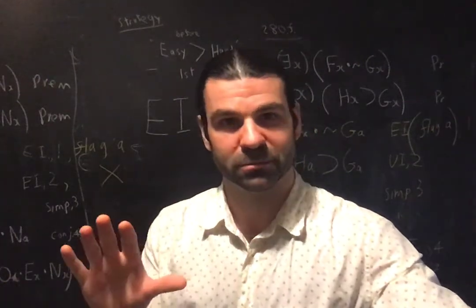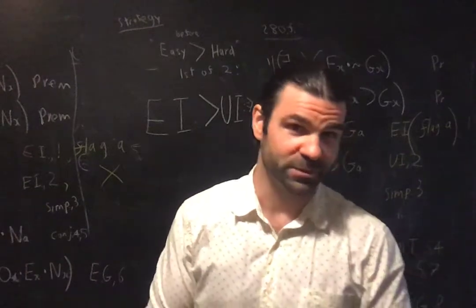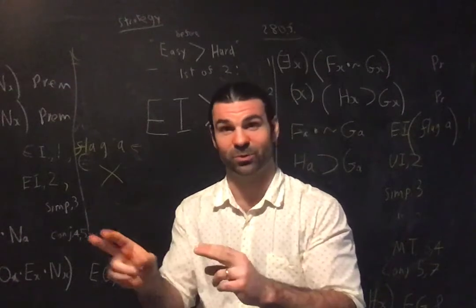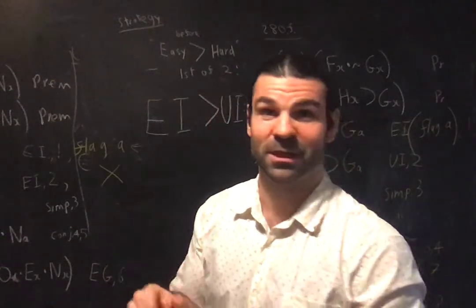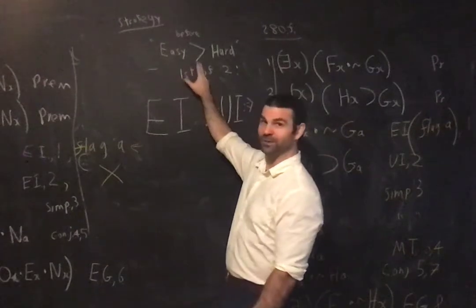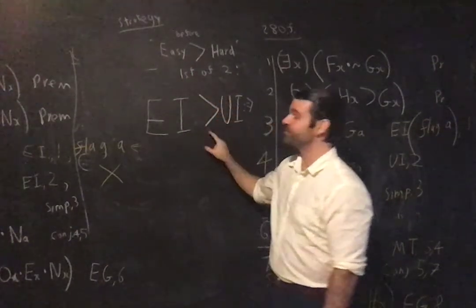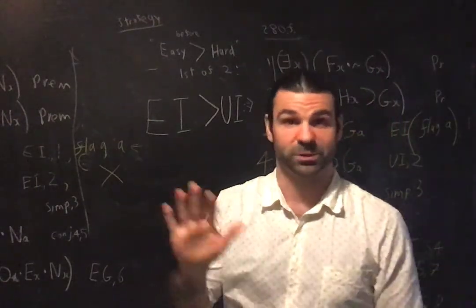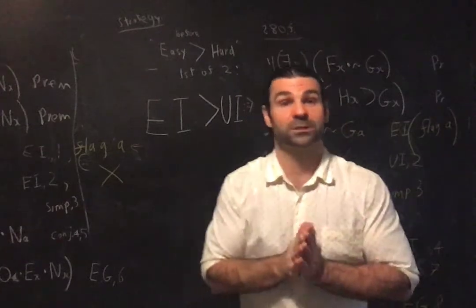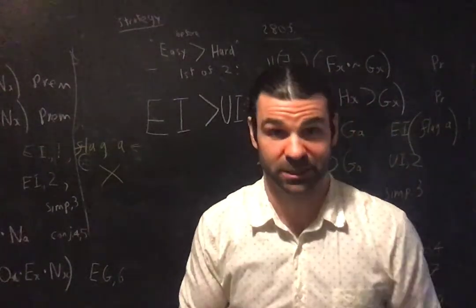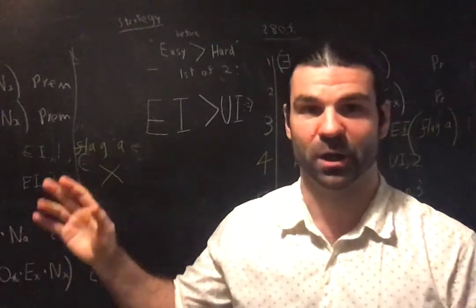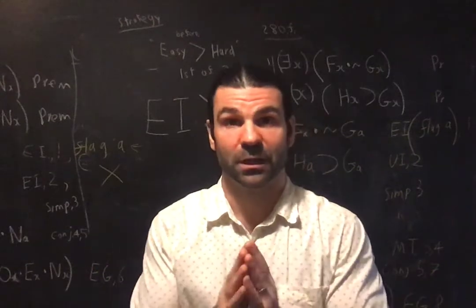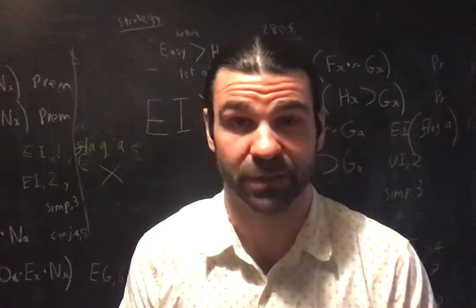So there's a crucial mantra of strategy for these proofs: hard rules before easy rules. Do the hard rules before the easy rules. There are going to be two applications of this strategy tip. The first is always do existential instantiation before universal instantiation: EI before UI. This is a very general strategy tip, which you will use pretty much in every proof.